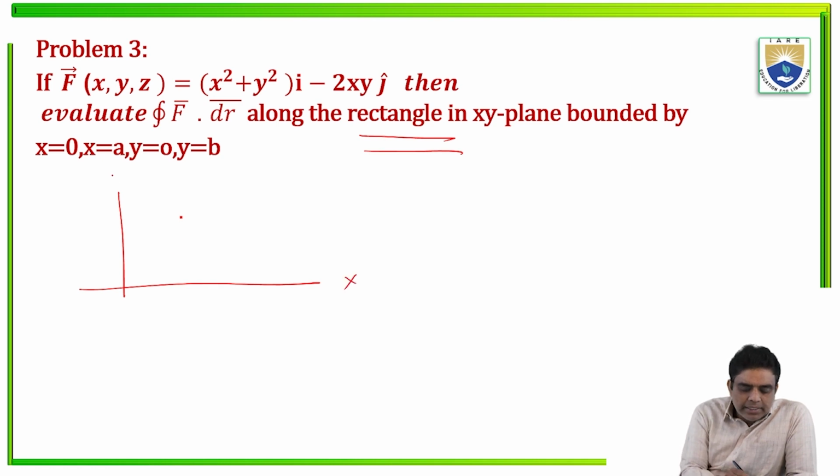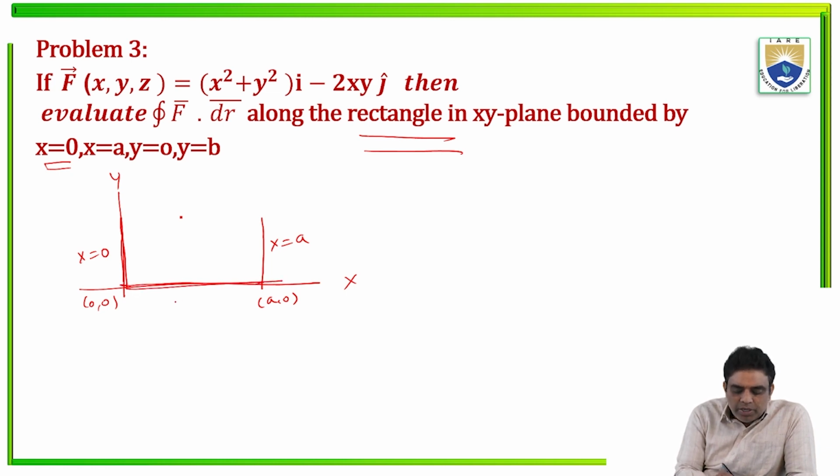This is the x-axis and this is the y-axis. x is equal to 0 means the y-axis. And x is equal to a means the line passing through (a, 0). And this is (0, 0). And y is equal to 0 means the x-axis. And y is equal to b is the line parallel to the x-axis.